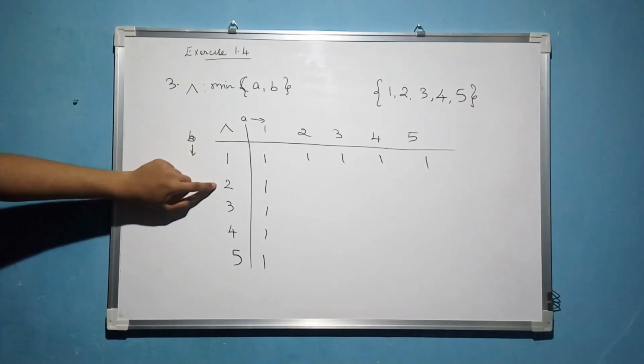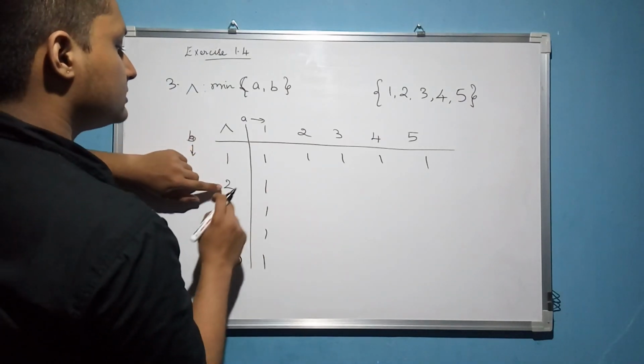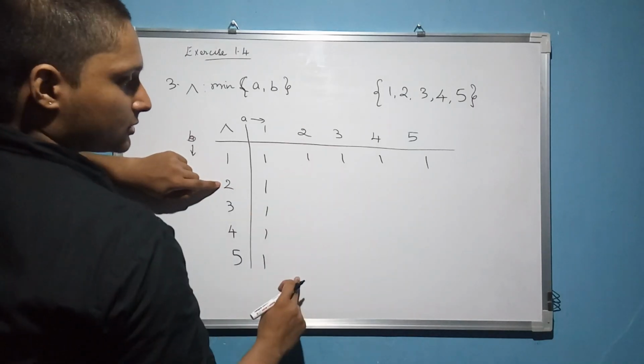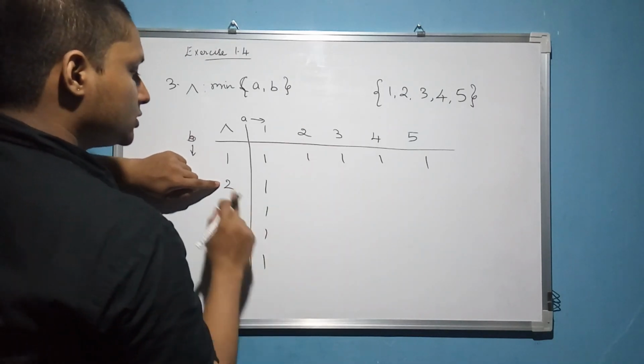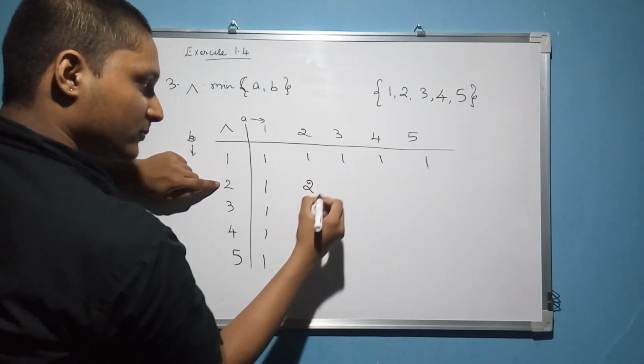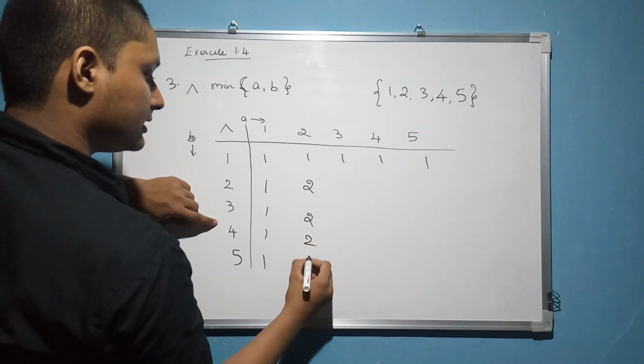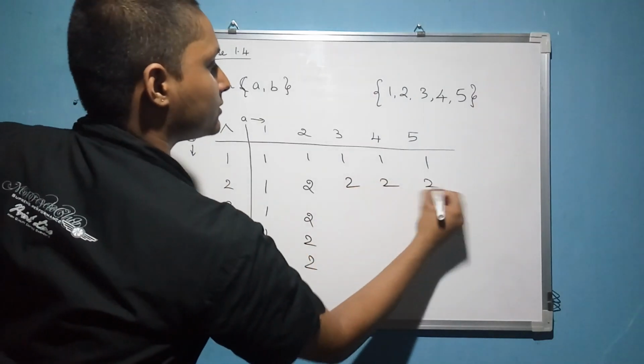Okay. Next we'll go to the second column. Second column is about 2. So second row is all about 2. Second column is also all about 2. So minimum out of 2 and 2 is only 2. Minimum out of 3 and 2 is 2. So similarly you are going to get 2, 2, 2, 2, 2.